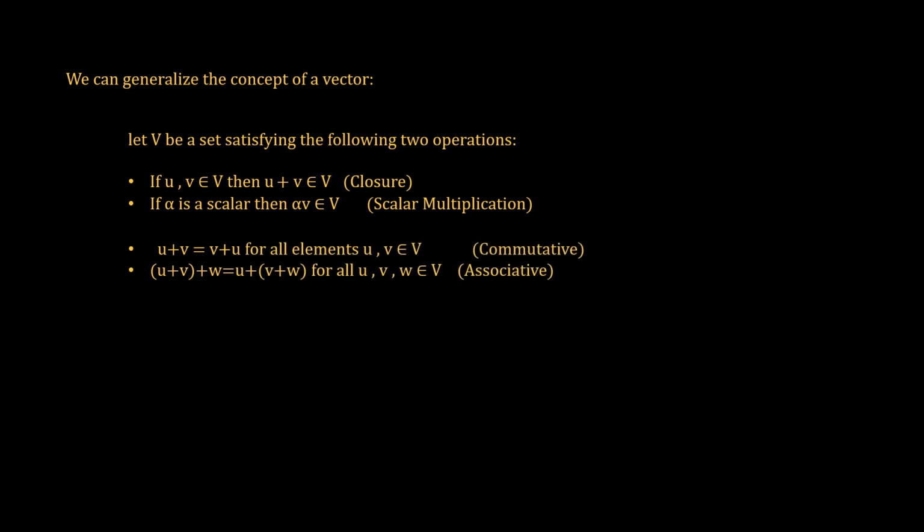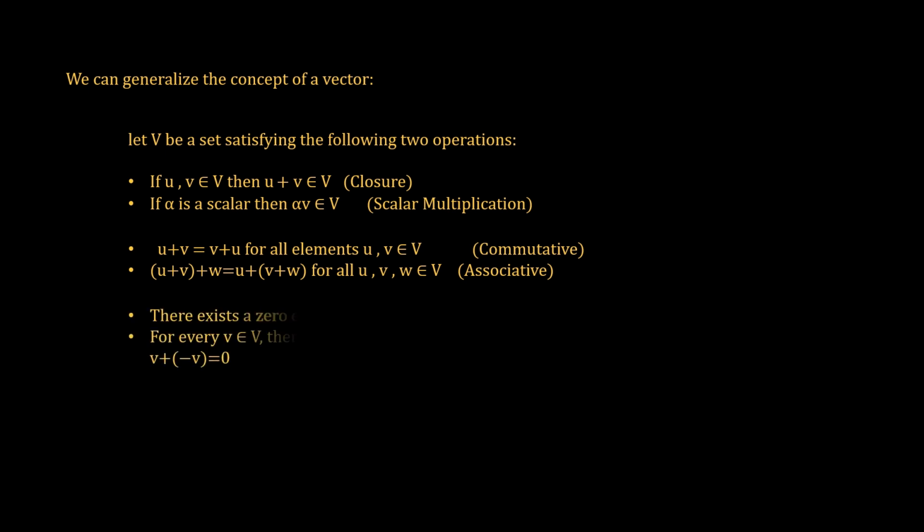Furthermore, there are two additional axioms that must be satisfied. First, the addition operation must be commutative, meaning that the order in which we add the objects doesn't affect the outcome. Second, the operation must be associative, which ensures that no matter how we group the objects when adding them, the result remains the same.